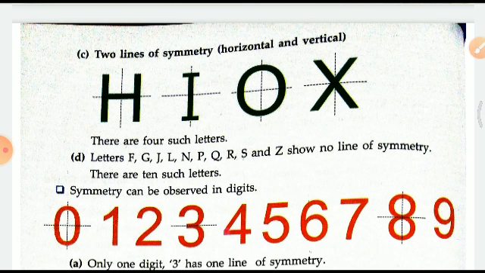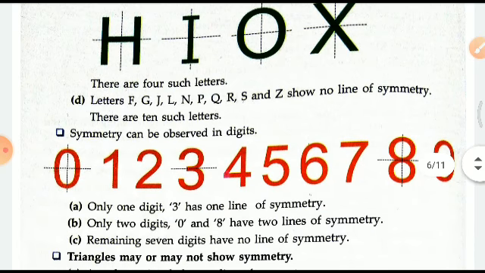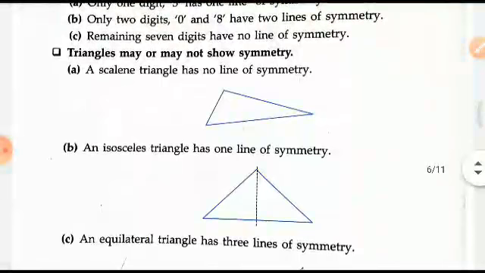In digits also, there is a horizontal line of symmetry. Horizontal plus vertical both are there in 0, horizontal is there in E, horizontal plus vertical is there in 8, right? 3 has one line, only one, 0 and 8 have two lines of symmetry, and the rest don't have any.